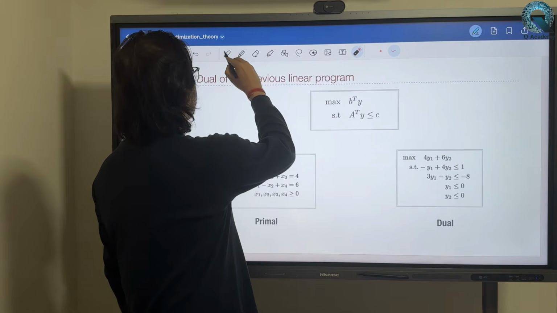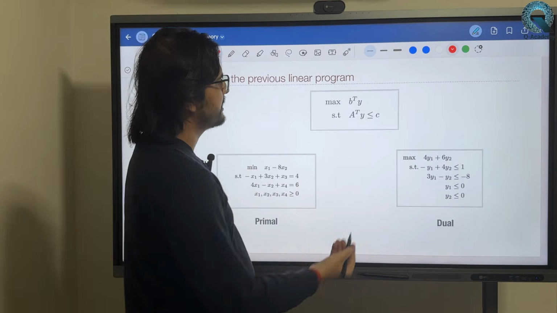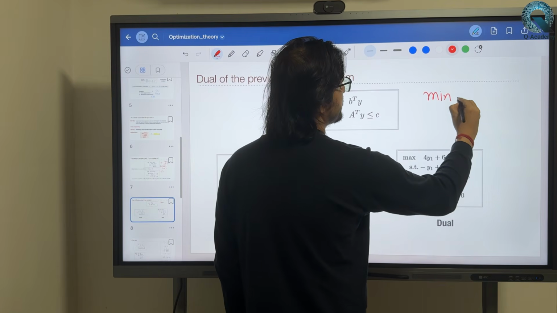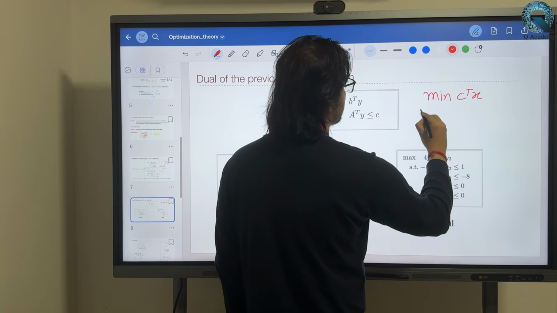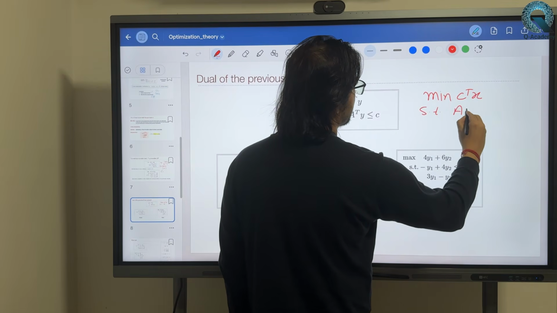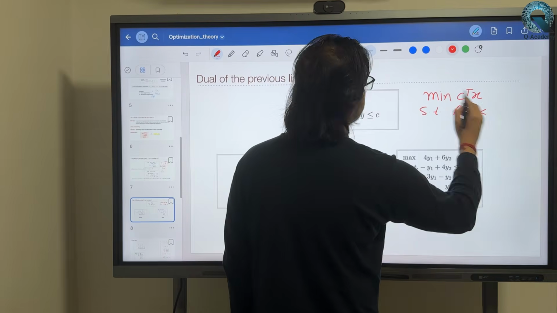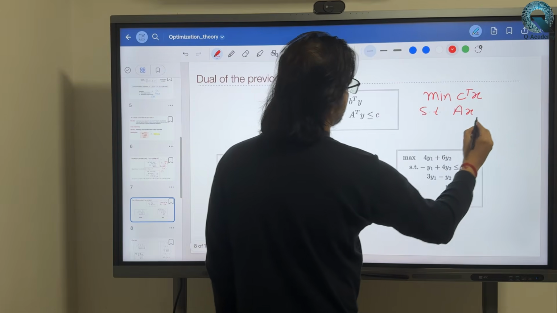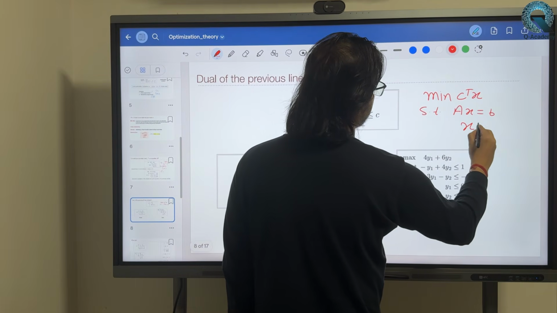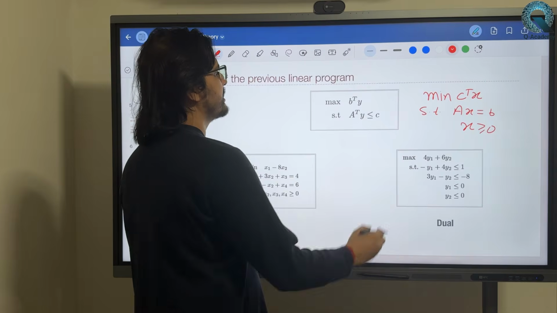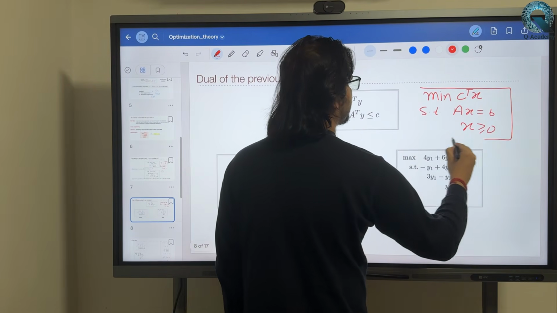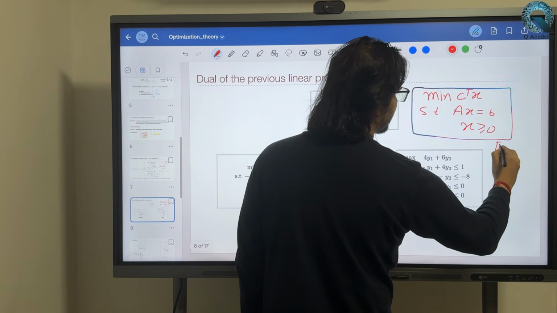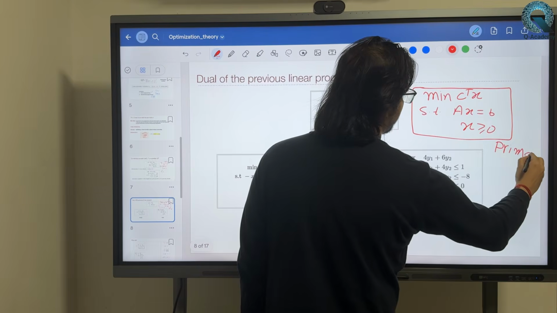So earlier we saw that we had this LP, which was given as minimize C transpose X such that Ax is equal to B, and X is greater than or equal to 0. So this was the standard form of our linear program. One can also call this the primal form.